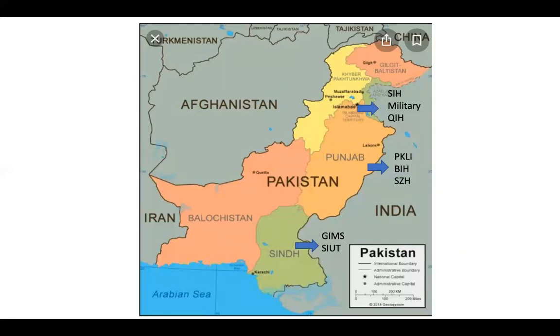With a country having 2 million people requiring liver transplant, there are only very few active centers performing liver transplantation in Pakistan. In Islamabad, there are 3 centers: Shifa International Hospital, Military Hospital, and Quaid International Hospital. In Lahore are PKLI, Bahria International Hospital, and Sheikh Zayed Hospital. In Karachi are Gambit and SIUT.